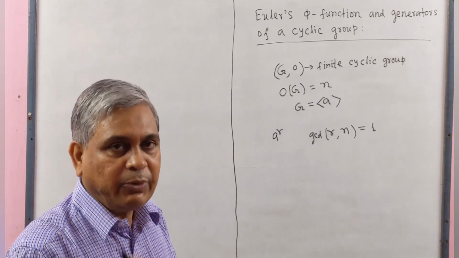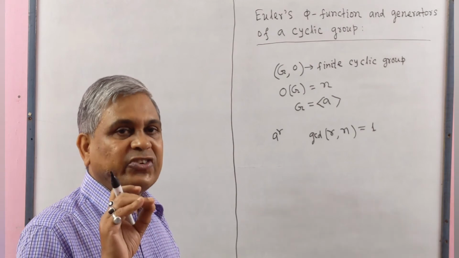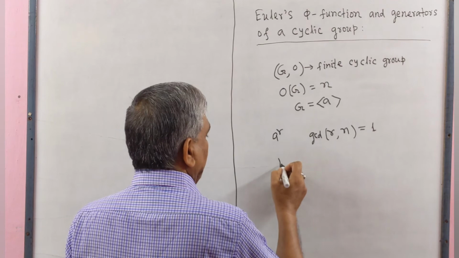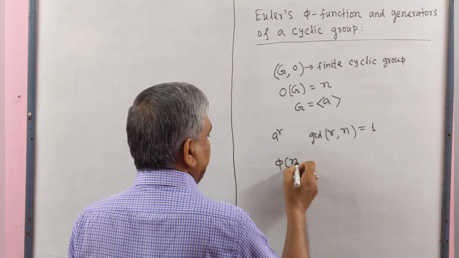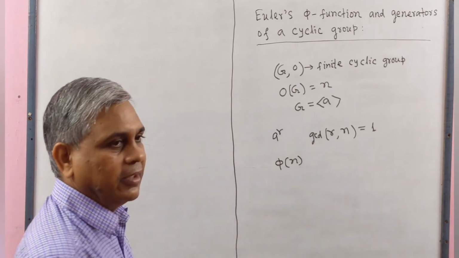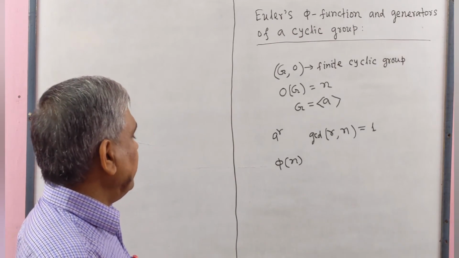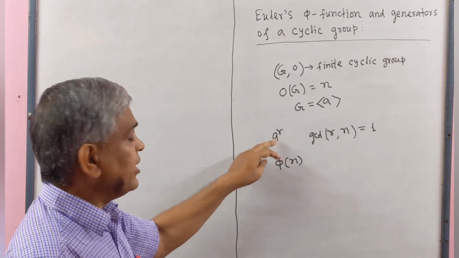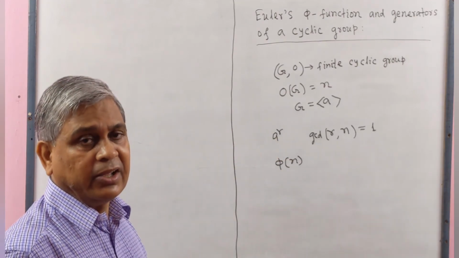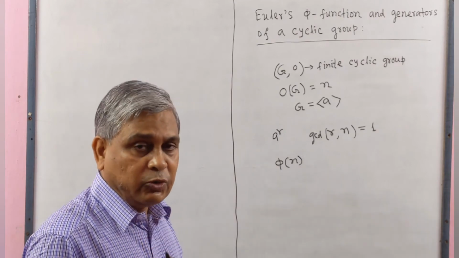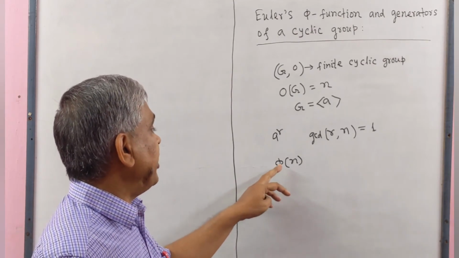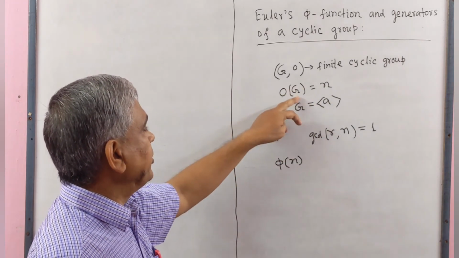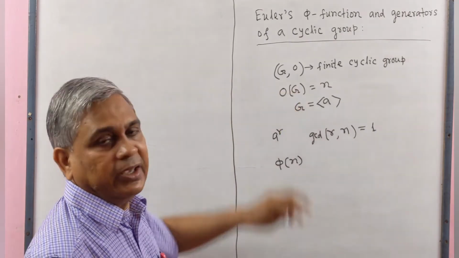That means our aim is to find the value of Euler's phi function of n. Therefore, the number of such generators A to the power R is equal to Euler's phi function of n, if n is the order of the cyclic group G.